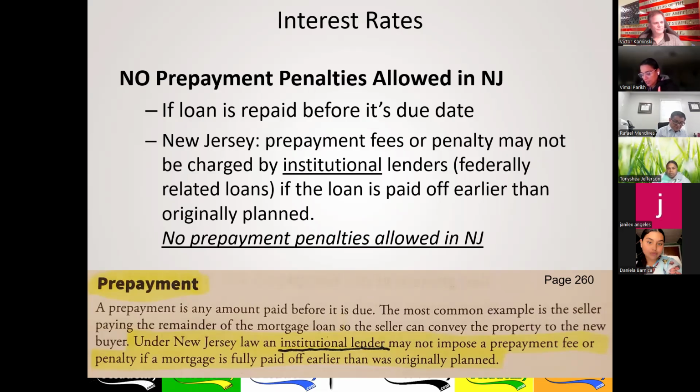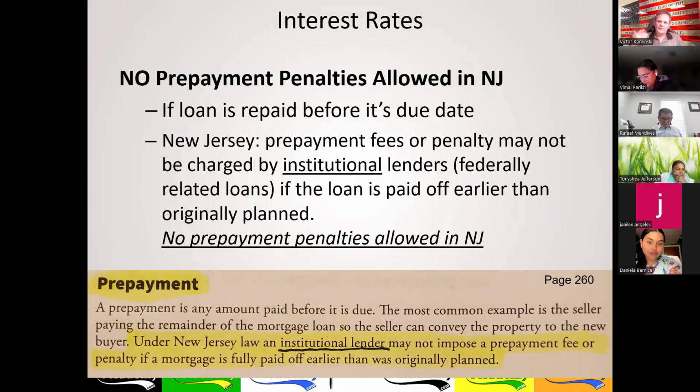Prepayment is when you pay off the loan sooner than originally planned. You have institutional lenders and you have private lenders. I'm not a bank, but if I lend you money and we agree on certain loan terms, I could charge you prepayment penalties if you pay me back sooner. That only applies to private lenders for commercial loans and things of that nature.